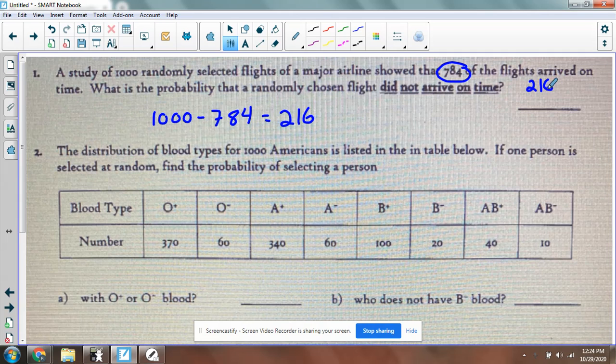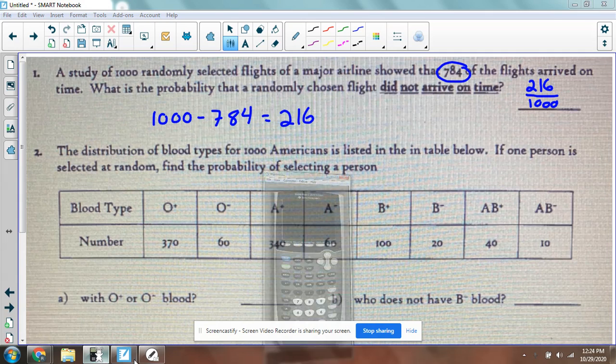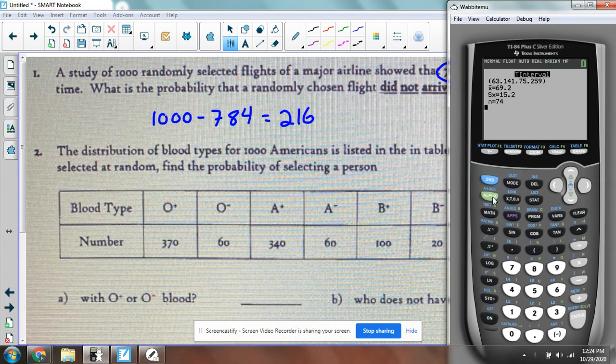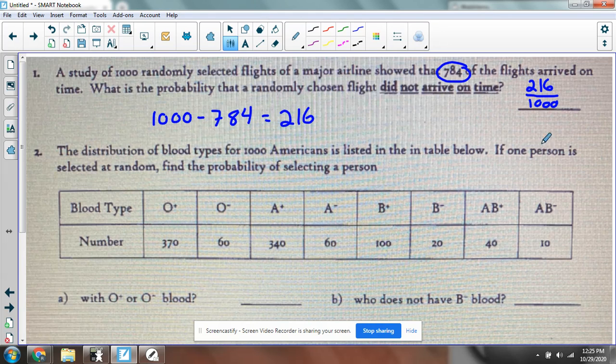216 divided by 1,000. They probably want you to reduce that. You can do that in your calculator if you have this nice calculator. You just do 216 divided by 1,000. Math, enter. 27 over 125. So this is 27 over 125. That's your first guy.